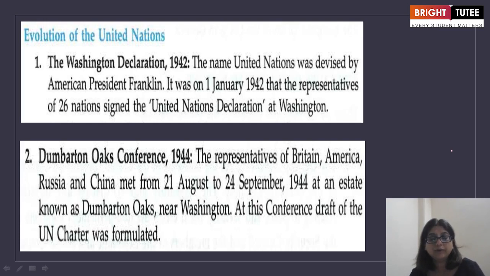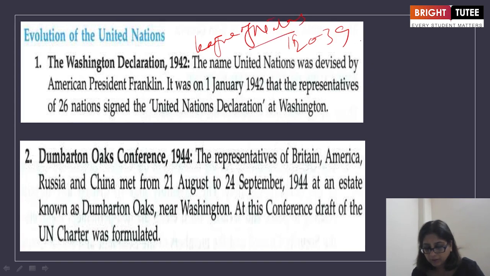The evolution of the United Nations: the origin was the League of Nations, as I said, 1920 to 1939. It was born in the tragedy of the First World War. So, the evolution of the United Nations began with the Washington Declaration of 1942.